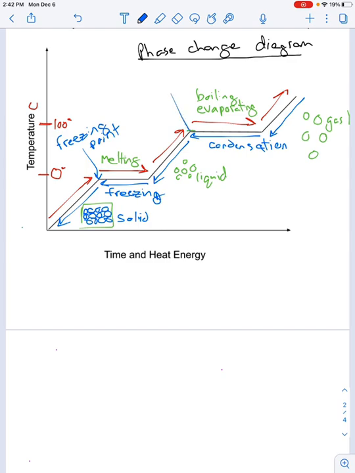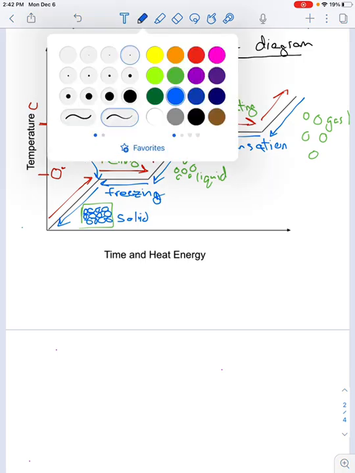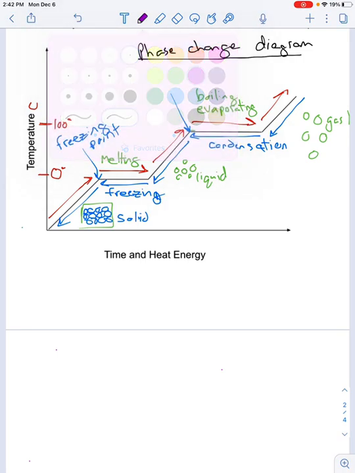And then up here at 100 degrees, I should change the color for this as well. Up here we have, you guessed it, boiling point. The boiling point for water is 100 degrees Celsius.